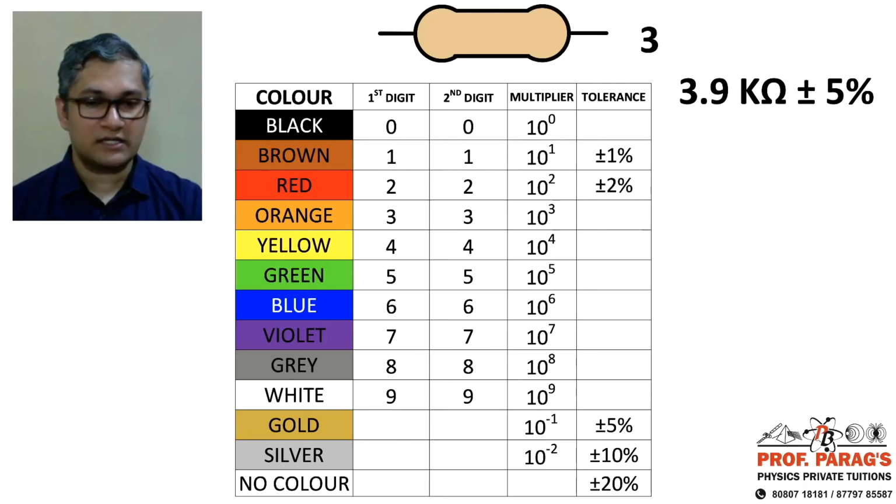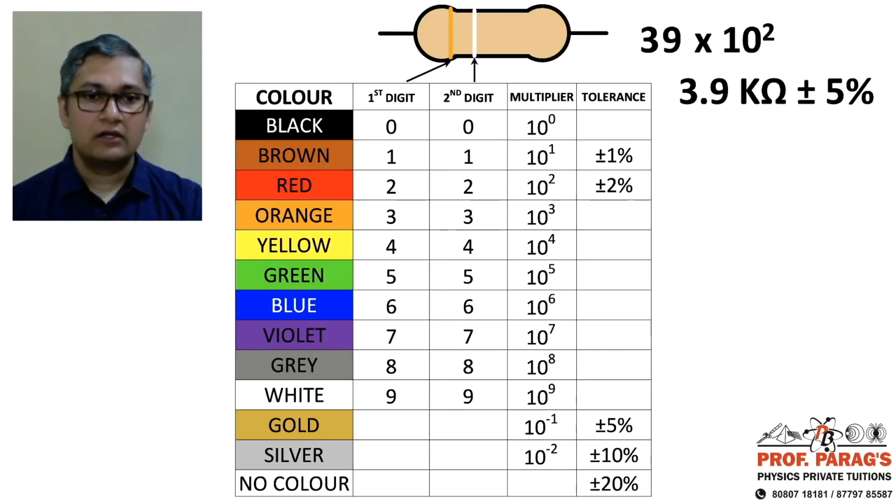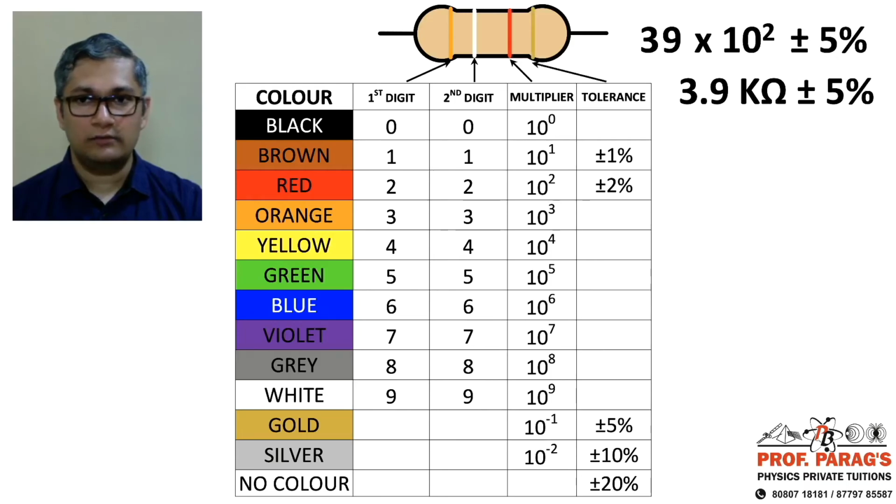So first digit is again 3. So where is the number 3? It's orange. Second digit is number 9. And where is 9? 9 is white. The multiplier, now you can see I have removed the decimal. It's not 3.9, it's 39. So I will say 10 raised to 2. 10 raised to 2 is again red. The multiplier is going to give me the red band, and plus minus 5% is gold.